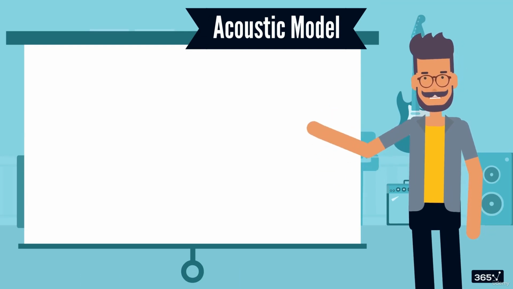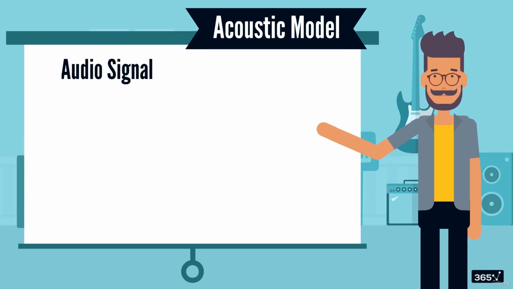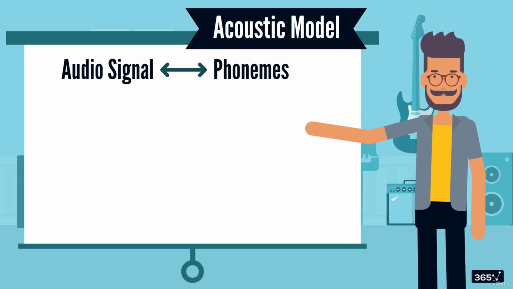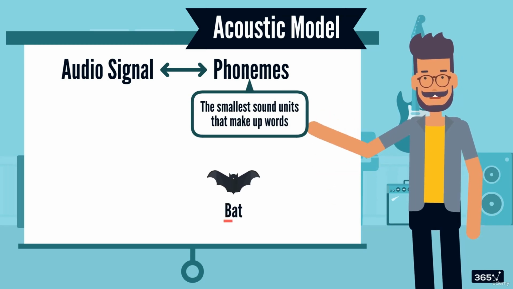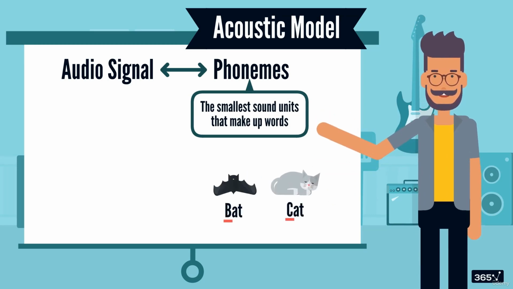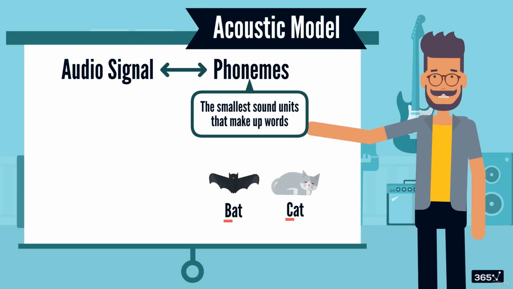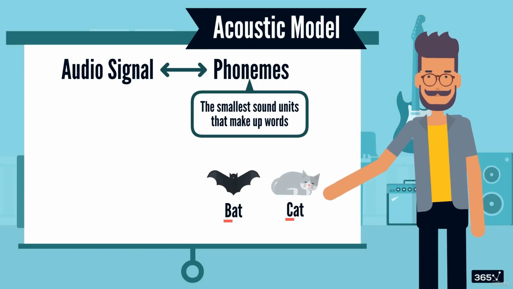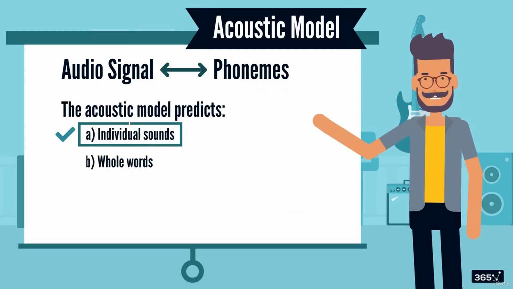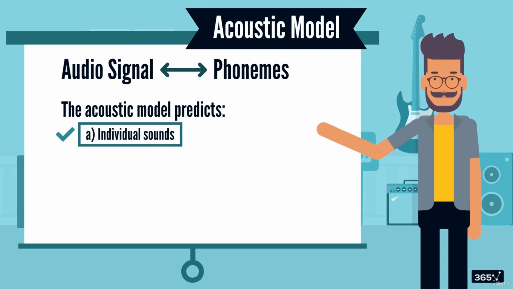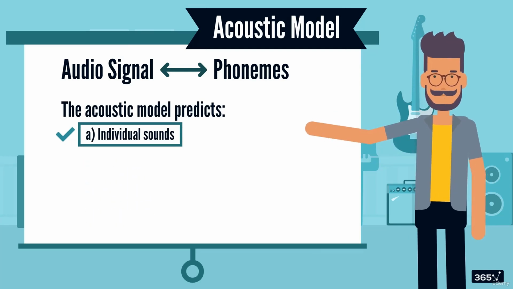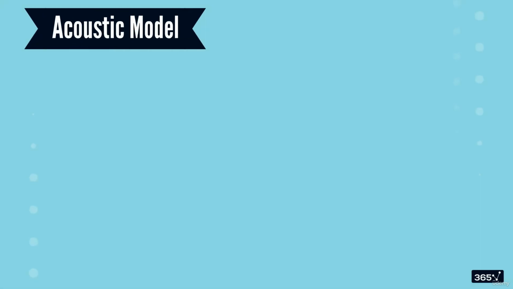An acoustic model aims to understand the relationship between the audio signal and phonemes. Do you recall what phonemes are? They're the smallest sound units that make up words, like the b in bat or the k in cat. The acoustic model doesn't predict whole words. It focuses on recognizing the individual sound units that form them. Identifying the sequence of phonemes paves the way for understanding the complete word later.